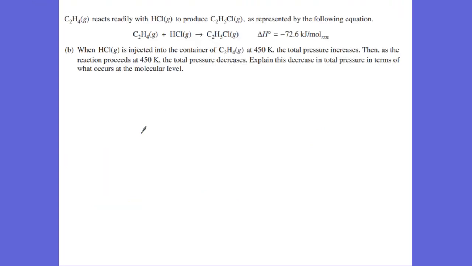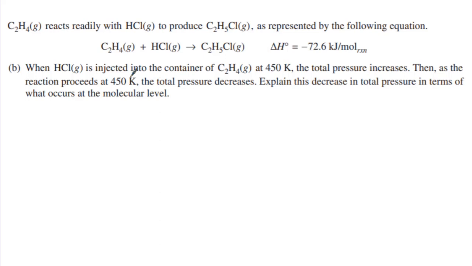Part B goes on to a chemical reaction. You can see the C2H4 plus HCl produces C2H5Cl. You can see the delta H is negative, which means we know it is an exothermic reaction. And they say when this reaction happens, the total pressure increases. But then as the reaction proceeds, the total pressure decreases. So, again looking at the molecular particle level, why does it decrease? Remember, we're keeping the same temperature here, and the volume of the container isn't changing. So what is changing is the number of moles.